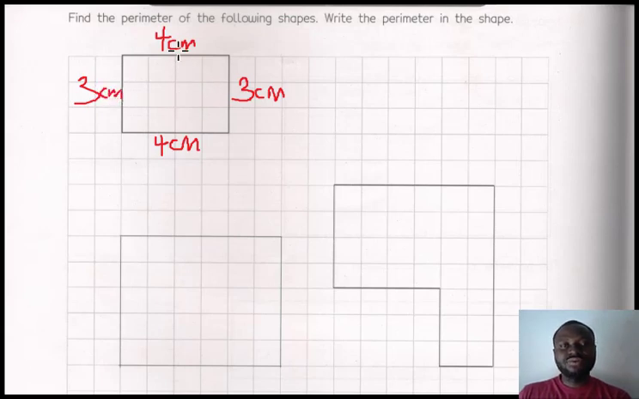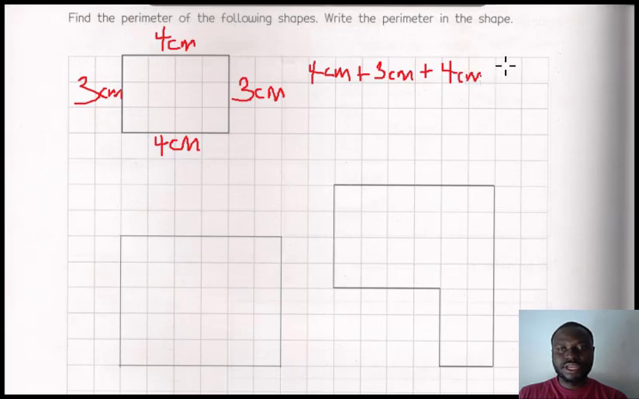Okay, now we have the dimensions. So all we are going to do is add them up. So I have 4 centimeters here, plus 3 centimeters, plus 4 centimeters, and then plus 3 centimeters. I decided to go clockwise, right, forward.